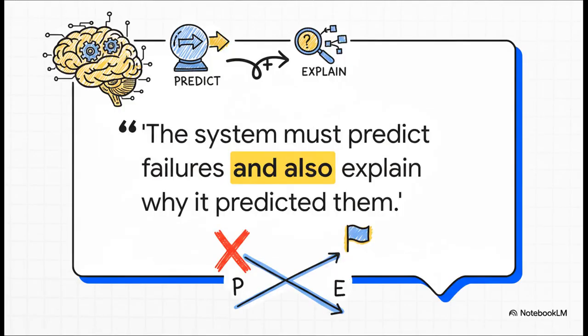Ooh, okay, this one's a little more subtle. An inexperienced project manager might hear this and think, okay, that's two different models we need to build. One for predicting, one for explaining. And just like that, you've potentially doubled the project scope for no reason.